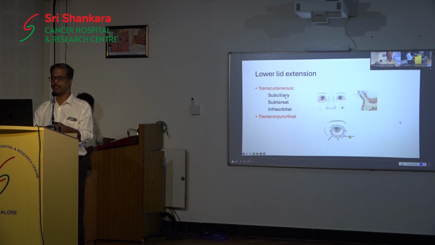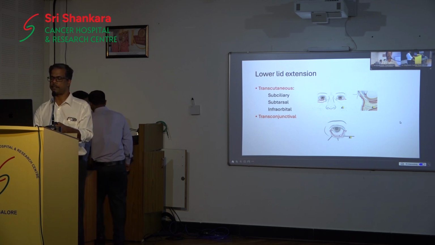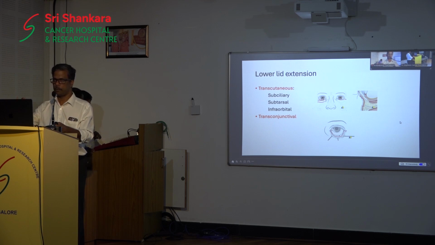It can be either subciliary, subtarsal, or infraorbital. Subciliary is coming laterally in the lash crease. Subtarsal is below the tarsal plate of the lower lid, and infraorbital is taken in the crease below the lower eyelid. And among these, the subciliary is what we prefer.